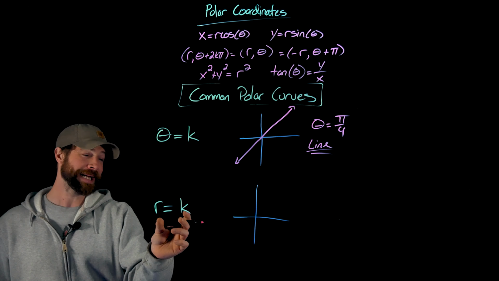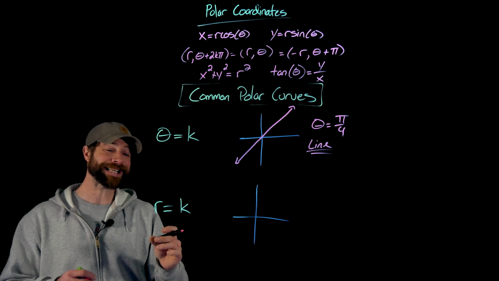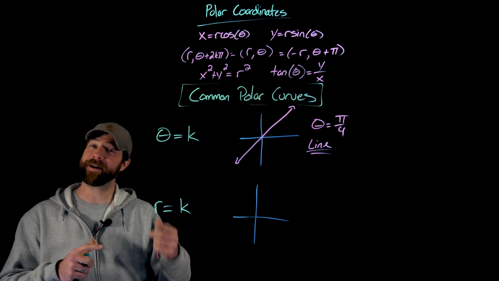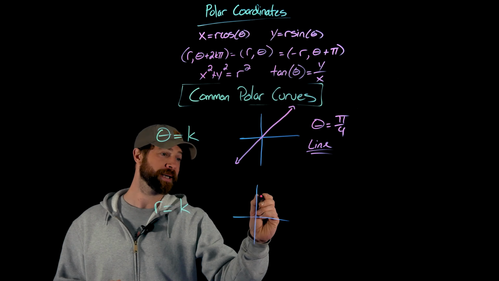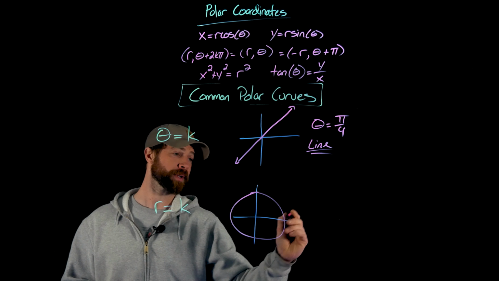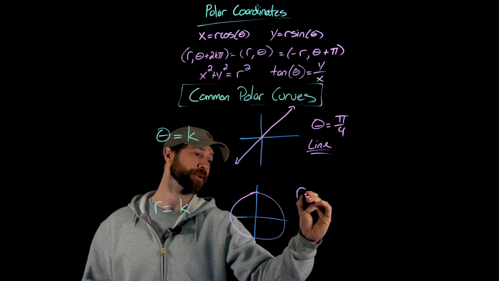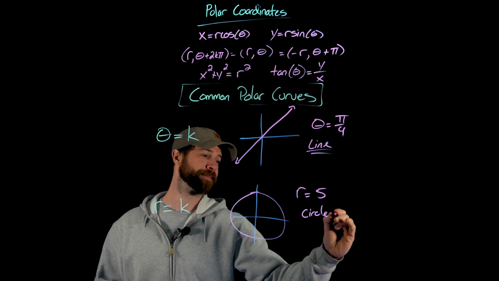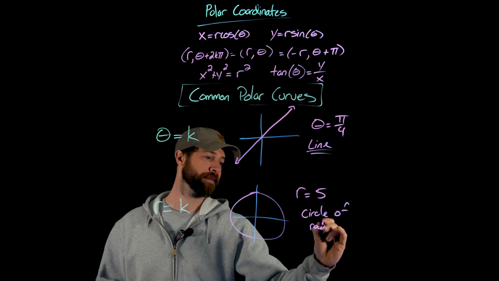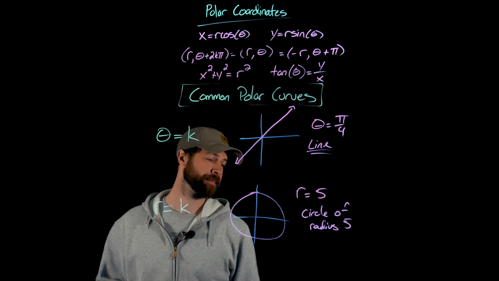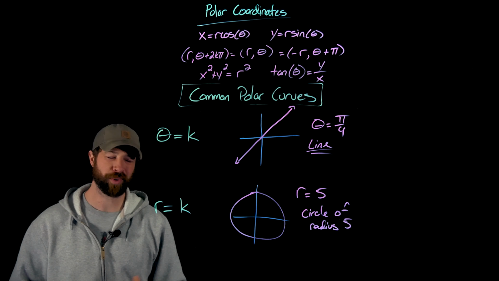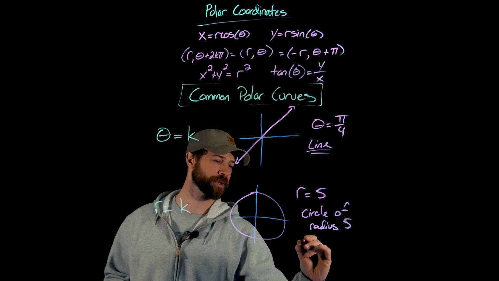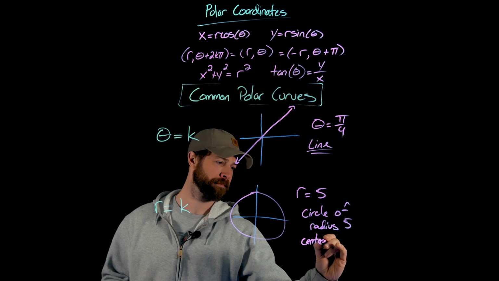And the same thing here, this is the graph that has a fixed radius, but every theta value, and what that would be is a circle. So let's say r equals 5, as I said right here. And what that is, it's a circle of radius 5. And importantly here also, this circle with this kind of equation is centered at the origin.